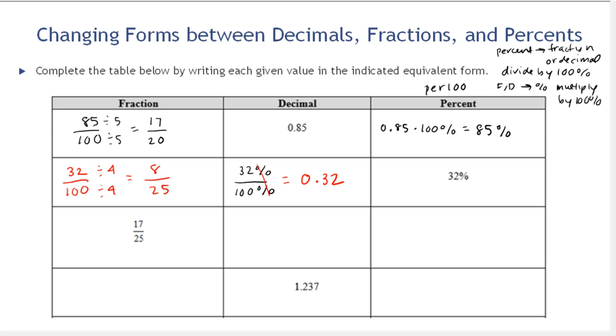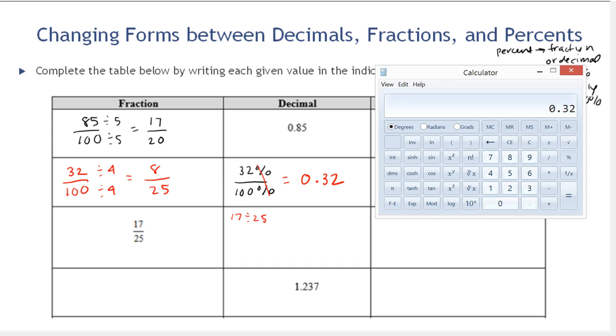Now we're given a fraction. We're going to write this as a decimal and a percent. So let's use the calculator for this one. Remember, 17 over 25, we can think of this as division, and that's how we'll put it in the calculator. We could write it over 100 and then rewrite that as a decimal, but we're just going to do the division, and notice this equals 0.68.